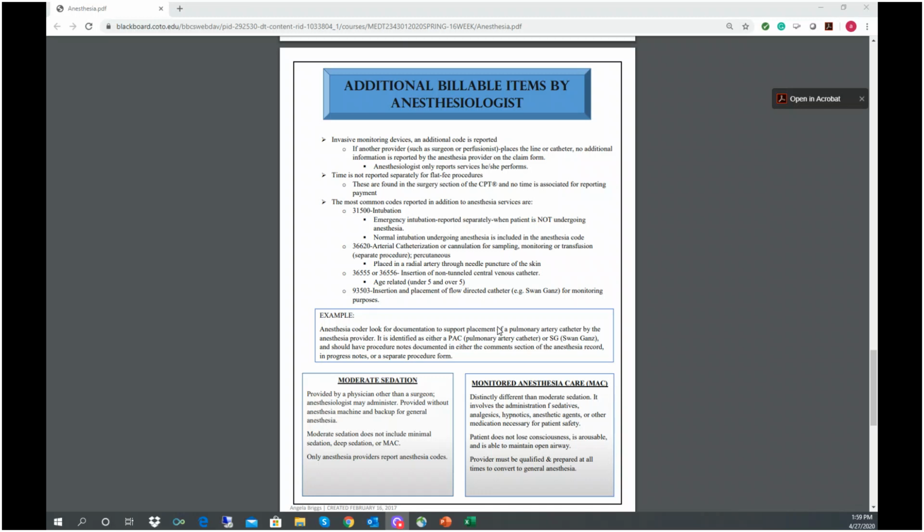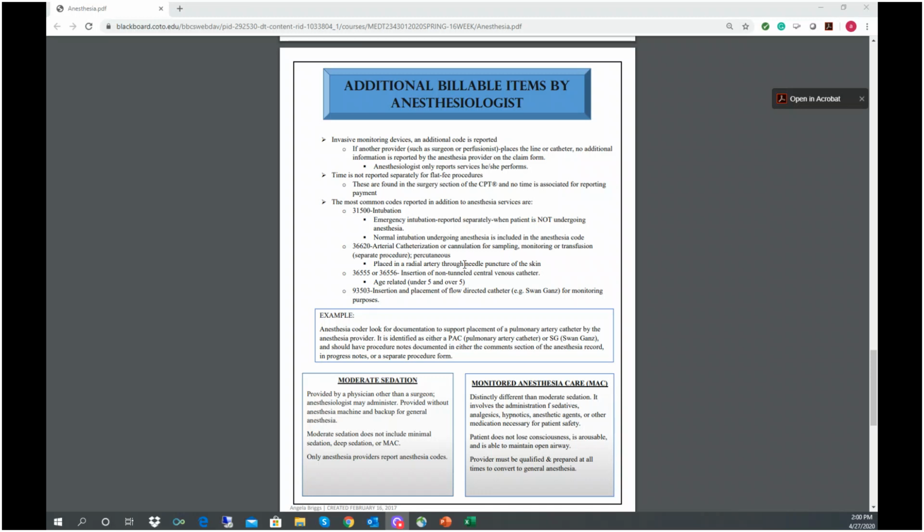36555 or 36556 is an insertion of a non-tunneled central venous catheter. It is age related, so you're going to pick it based on the age. And then 93503 is insertion and placement of a flow-directed catheter, such as Swan-Ganz, and they could simply call it a Swan-Ganz is placed, SG, for monitoring purposes. So the example here, we have an anesthesia code. The coder looks for documentation to support placement of a pulmonary artery catheter by the anesthesia provider. It is identified as either a PAC, pulmonary artery cath, or an SG, Swan-Ganz, and should have a procedure note documented in either the comment section of the anesthesia record, in the progress notes, or a separate procedure form.